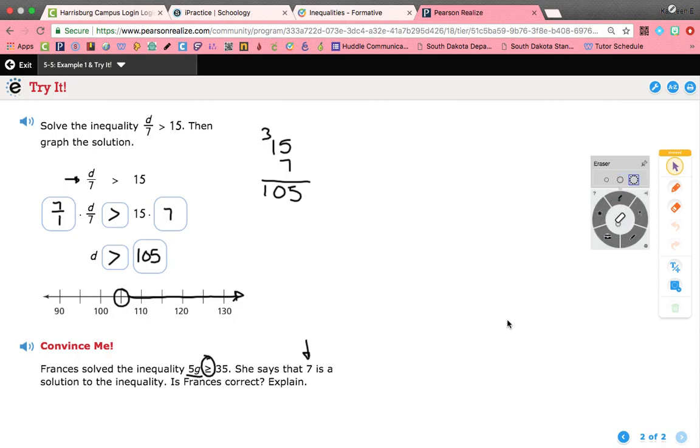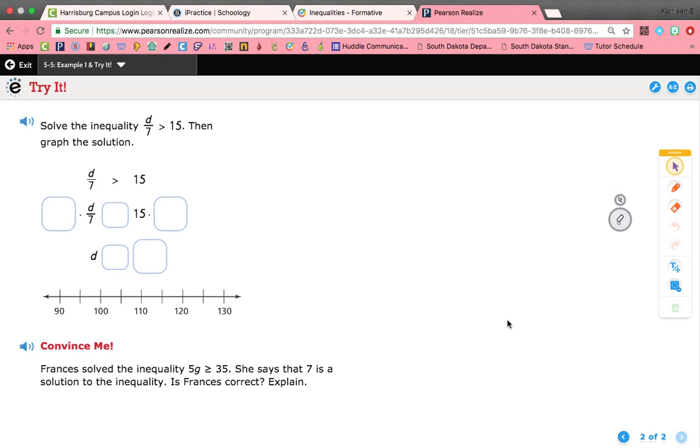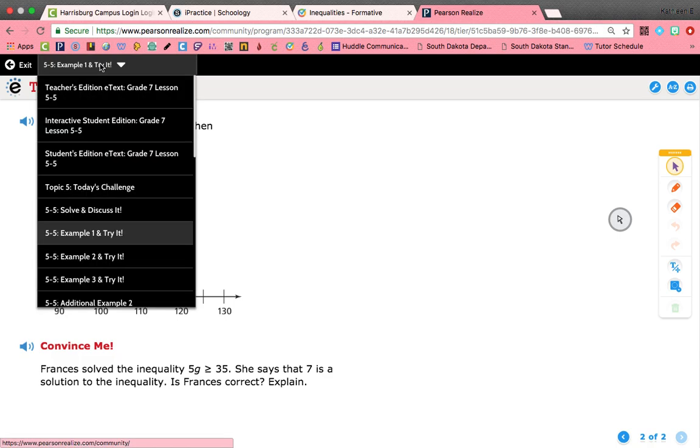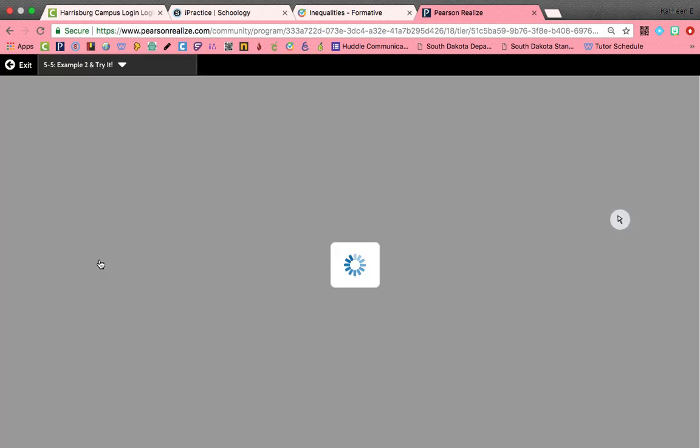Eraser. All right, let's move on. So we have now example 2, and try it.